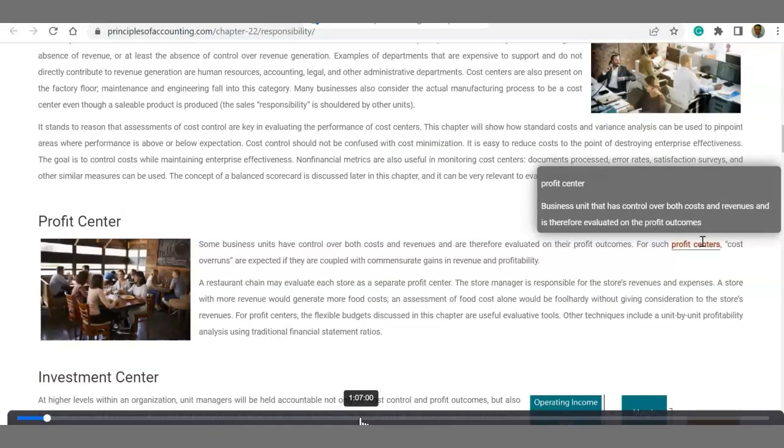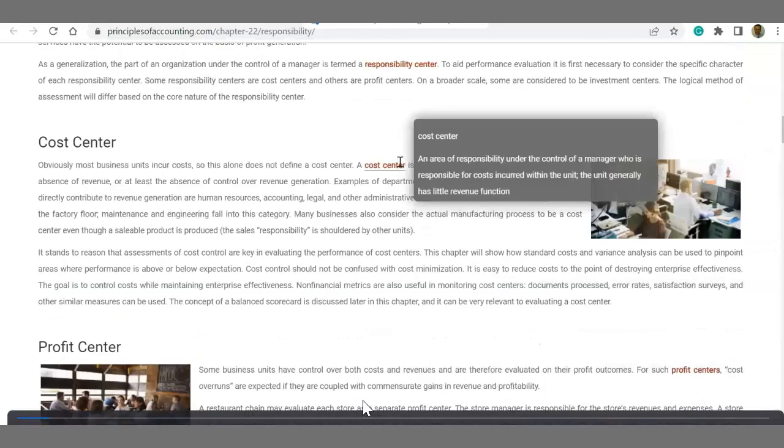But we also have the profit center. A profit center is a business unit that has control over both cost and revenue, and is therefore evaluated on the profit outcomes. Profit centers are technically the core of the business where they operate, provide goods or services, and create revenue. So profit centers can control revenue and expenses, but a cost center can control the cost in that department, not the revenue.